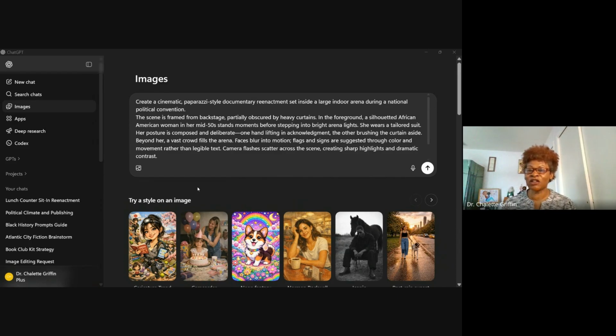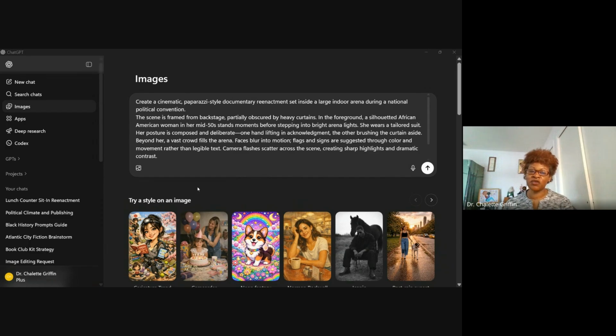She wears a tailored suit. Her posture is composed and deliberate. One hand lifting in acknowledgement, the other brushing the curtain side. So we're talking about the action. What is the subject doing? She has one hand lifted in acknowledgement, the other hand brushing the curtain. And all of that is feeding into the emotion of the piece.